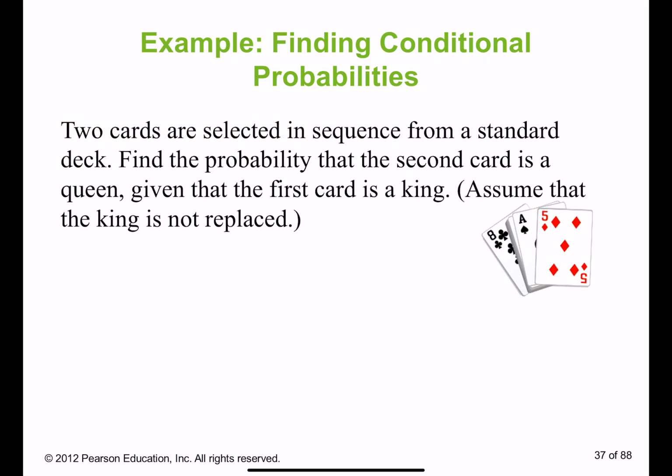So let's find conditional probabilities. For example, we are going to deal with cards. There are a total of 52 cards in the deck. Two cards are selected in sequence from a standard deck. Find the probability that the second card is a queen, given, and this is important, given that the first card is a king. So given this, it's a conditional probability.